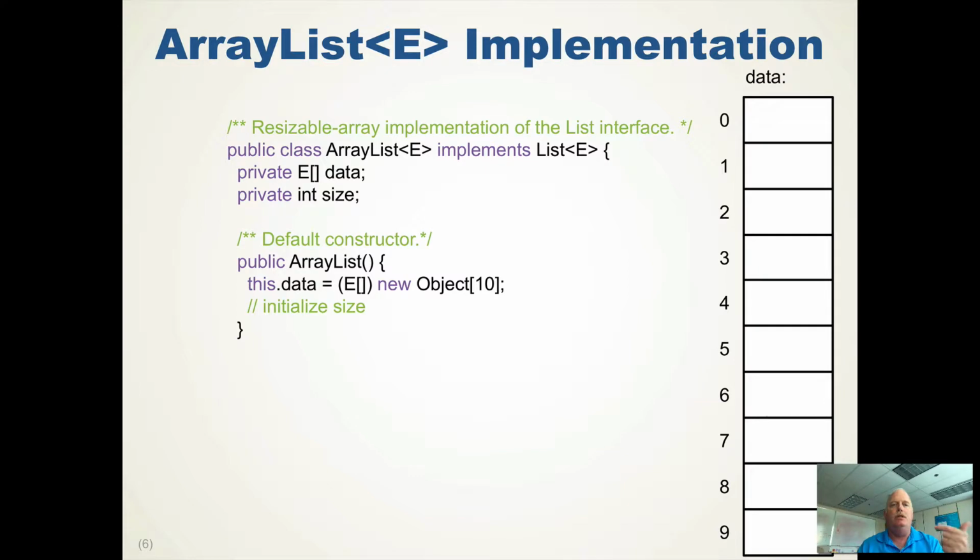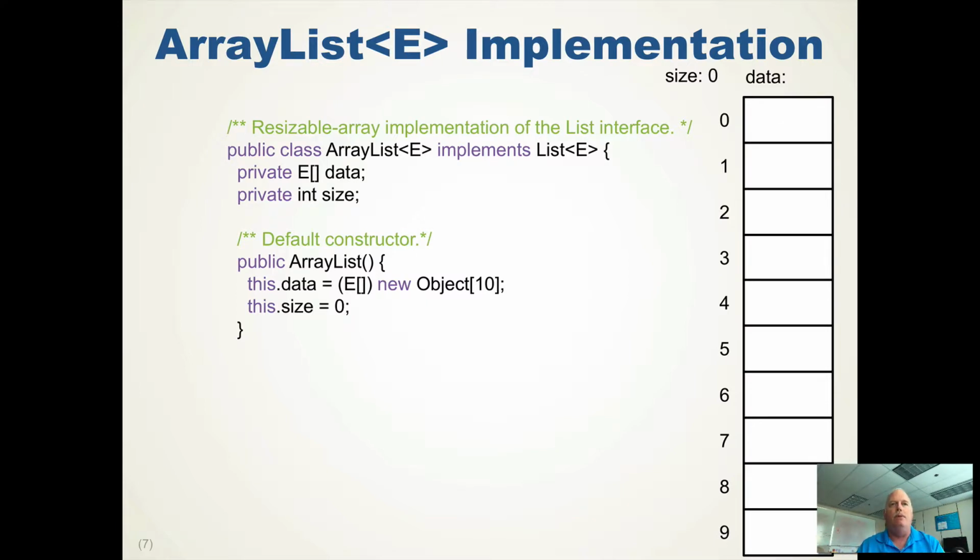And so we need to initialize the size. So when you create a new list, how many items are in the list? Well, the answer is there are none, because our array has a size of 10, but the number of items in our list is 0. So the size is 0, and the array is empty.